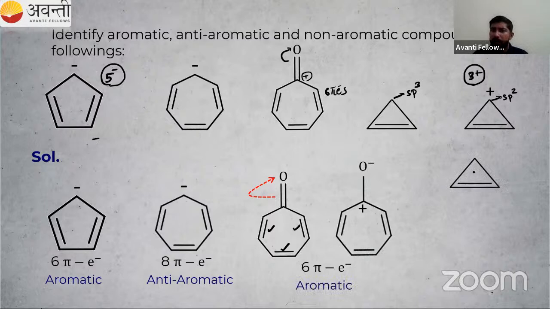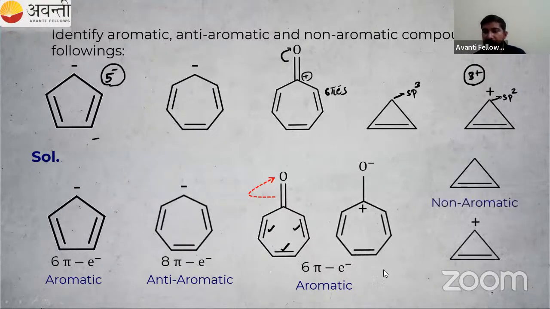What about the next one? sp3. There is a ring, so cyclic is satisfied. What is the second condition? Planar. No, it is not planar, since an sp3 carbon is present. So it is not aromatic, it is not anti-aromatic. So we can say it is non-aromatic in nature.